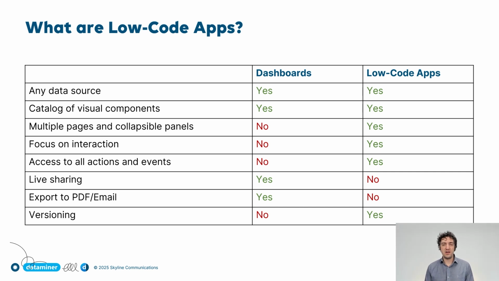Finally, we have versioning in low-code apps, which we do not have in dashboards. If you edit the dashboard, it immediately applies for everyone. In low-code apps, we'll see that you can make drafts, you can publish those, and you can even go back a couple of versions to roll back your changes.